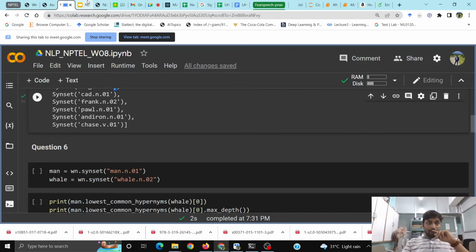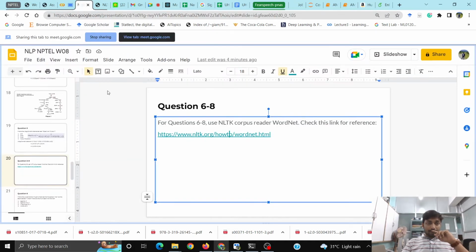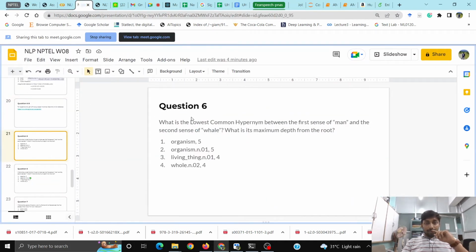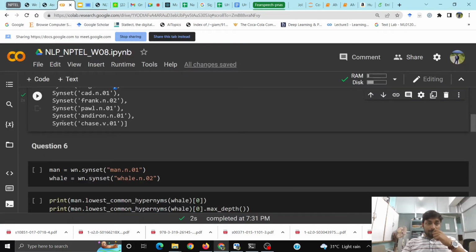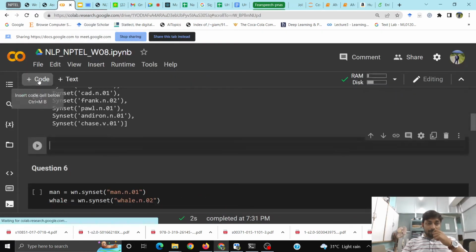Yeah, so the first question is question number 6. They have to find the lowest common hypernym between the first sense of man and second sense of whale, and what is its maximum depth from the root? Okay, so now what you have to do?